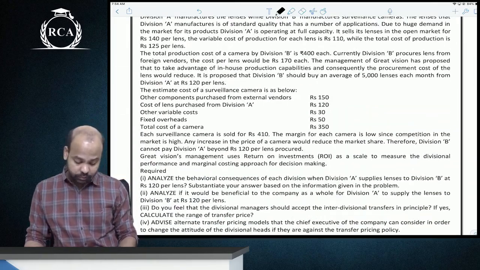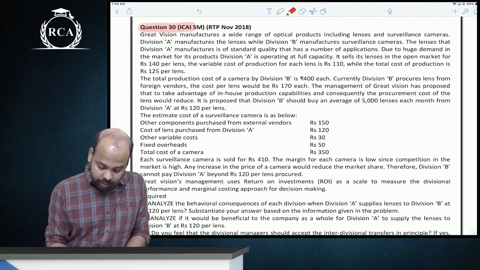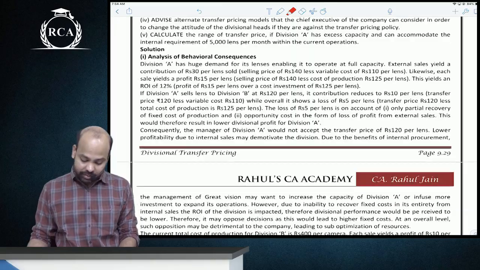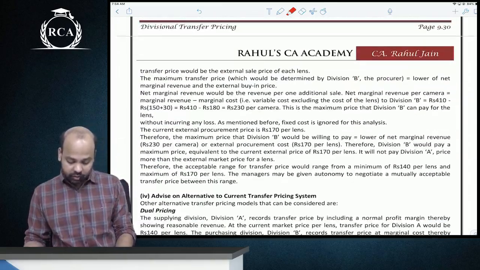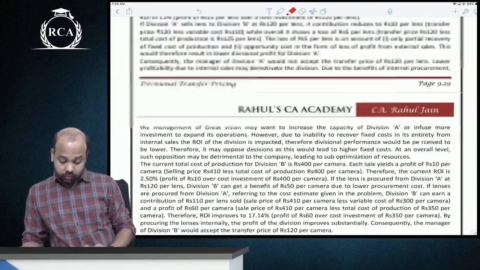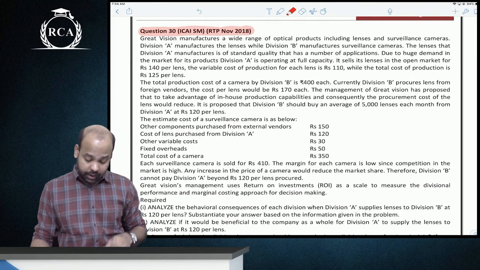Okay sir. Question number 30, guys, now. Given in an RTP, also in the ICAI study material, guys. Again, beta, if this question is given in the examination it has to be for 20 marks. Good question, guys. Thoda bada hai, but they're all nice questions, guys. Chalo, let us read question number 30.